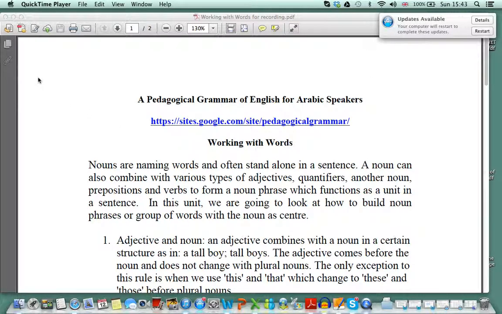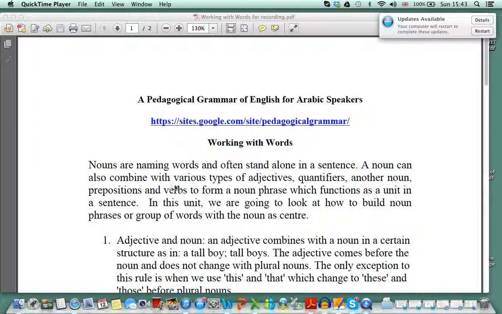A pedagogical grammar of English for Arabic speakers. Today we are going to look at working with words, which is basically about building noun phrases. Nouns are naming words and often stand alone in a sentence.